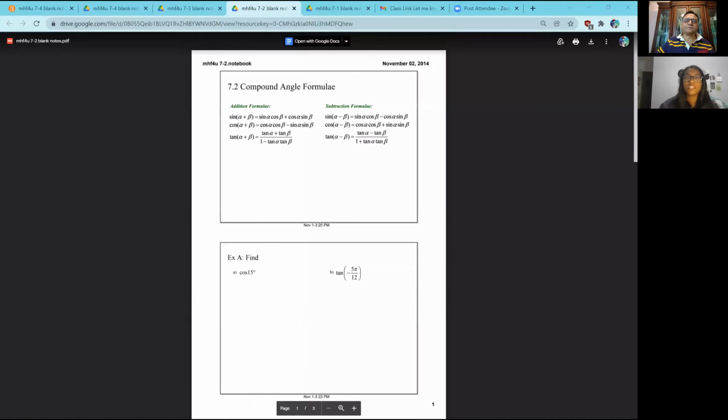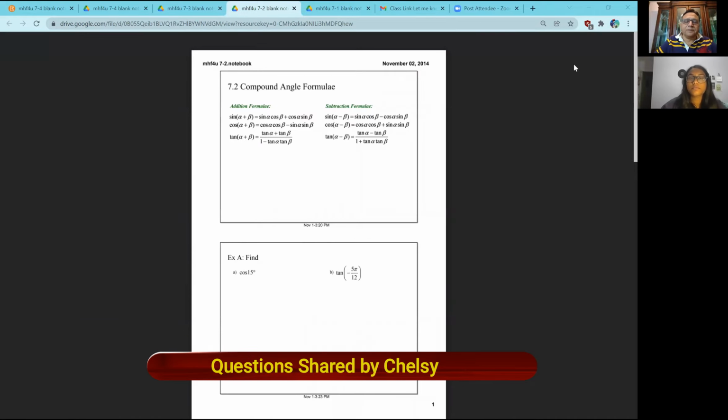Can you just share whatever you have and then we'll talk about it? Yeah. A moment, I'll share my screen. Yeah, share your screen. So, it's compound angle formula. You have sine alpha plus beta, cos alpha plus beta, and tan alpha plus beta formulae. Do you remember them? I need something to help me memorize it.